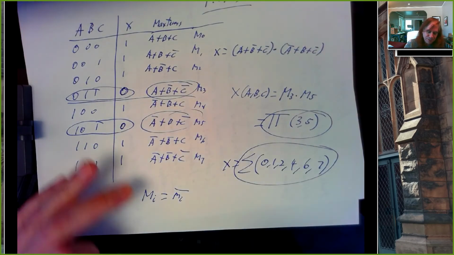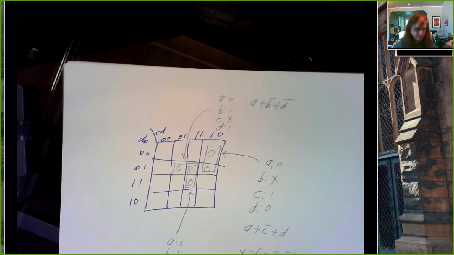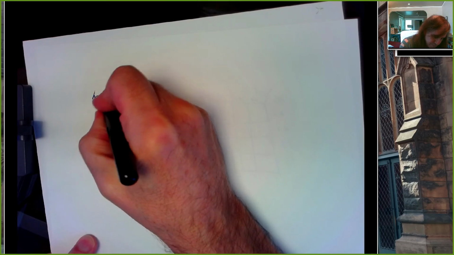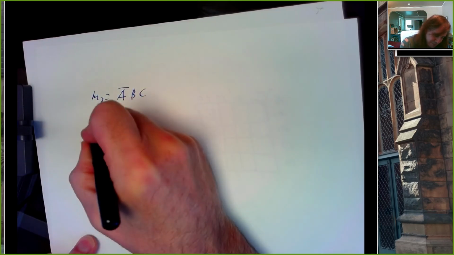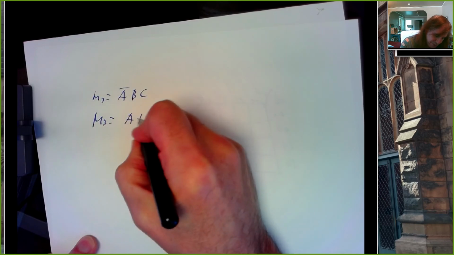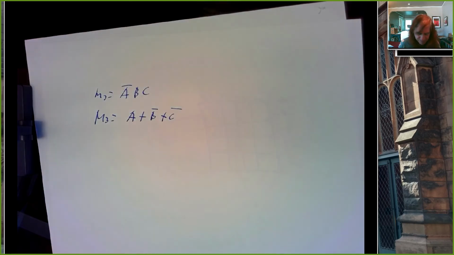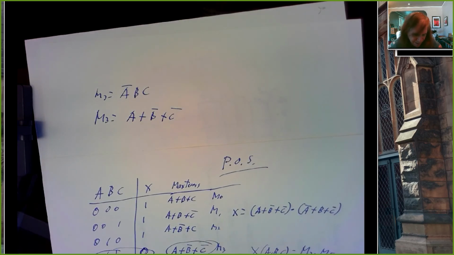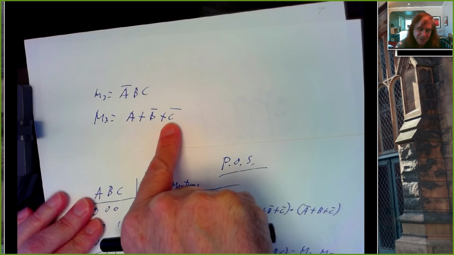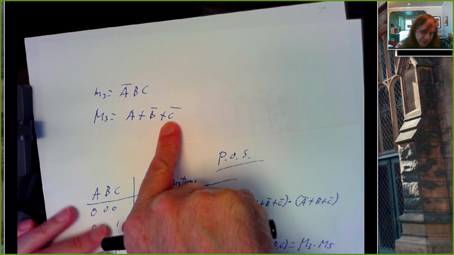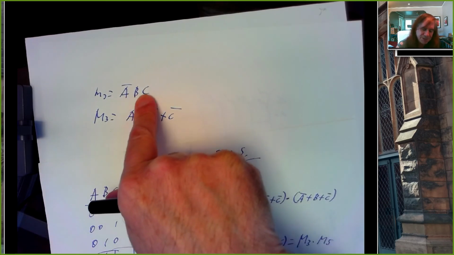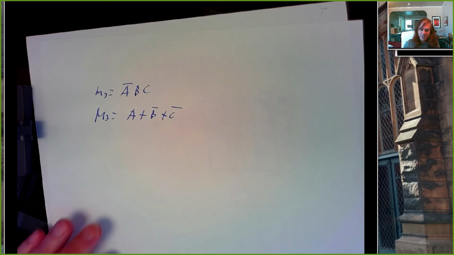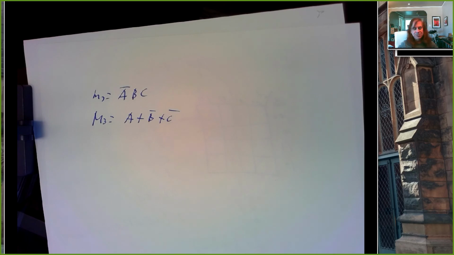Minterm 3 would be something like A bar B C. Maxterm 3 would be A or B bar or C bar. And if I complement this expression, I'll end up with exactly this, just by applying De Morgan's theorem. And if I complement this, I'll end up with exactly that. So there are all these symmetries in there, and you'll discover these as you're doing the homework by thinking about what you're doing and looking for patterns.